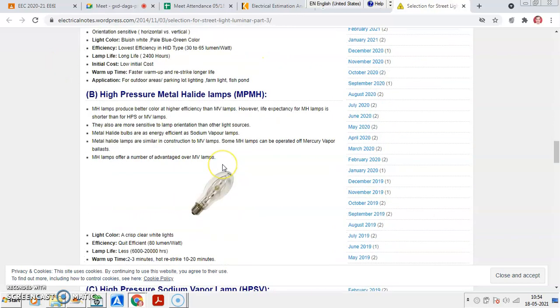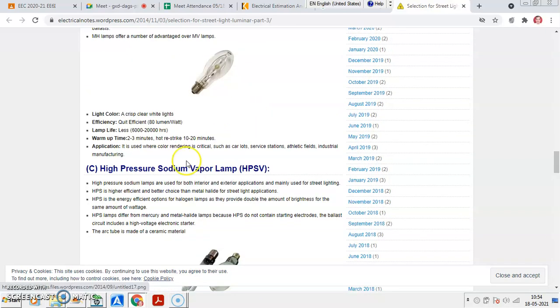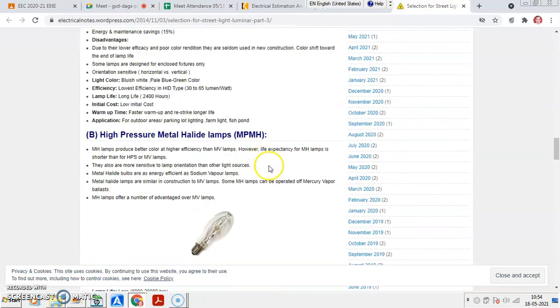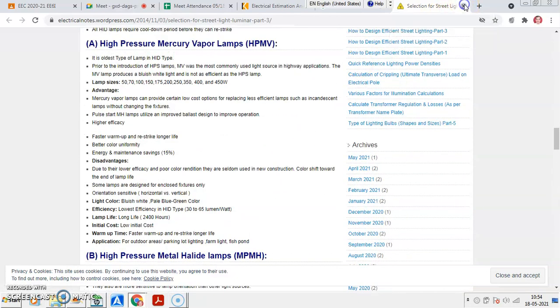Each one's characteristics, you have already studied this. And if not, you may go through this. What is a high pressure metal halide lamp? What is a high pressure sodium vapor lamp? You go through this. You must know about the lamps also. You should be able to select a proper lamp.